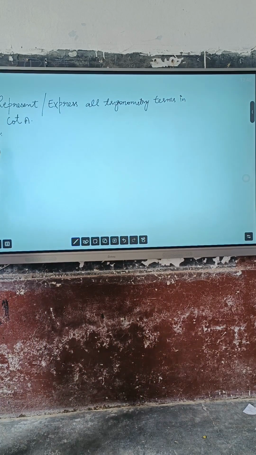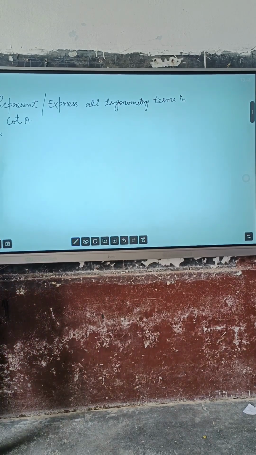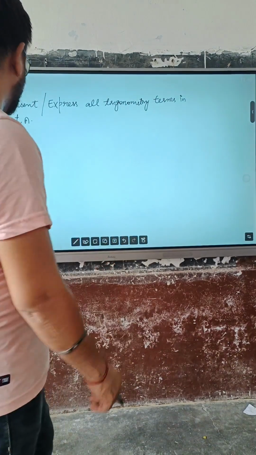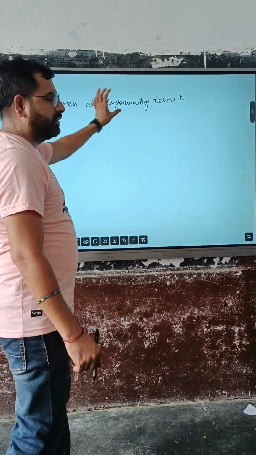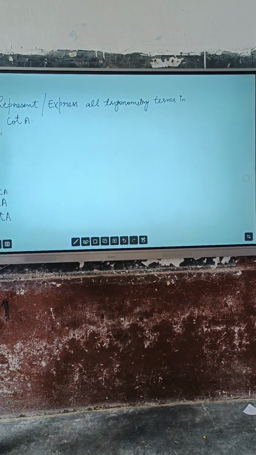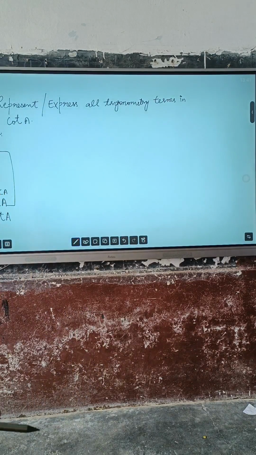We have six trigonometric terms in total: sine of angle A, cos of angle A, tan of angle A, cosecant of angle A, secant of angle A and cot of angle A. We have to represent the other five trigonometric terms in terms of cot of angle A.